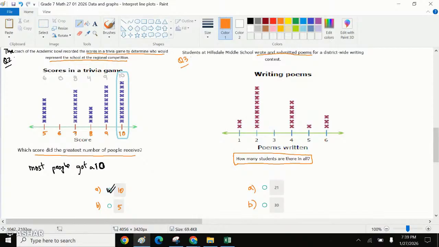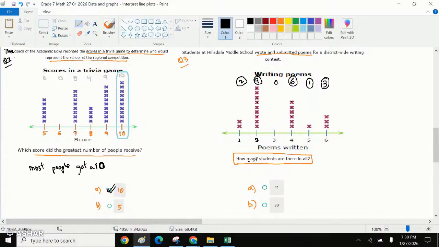Yes, Prem. So one poem was written by 2 students, right? And 2 poems were written by 1, 2, 3, 4, 5, 6, 7, 8, and 9. 9 students wrote 2 poems. 0 was written by 3. No one wrote 3 poems, right? 4 was written by 1, 2, 3, 4, 5, and 6. 5 poems were written by 1 student, and 6 poems were written by 3 students.